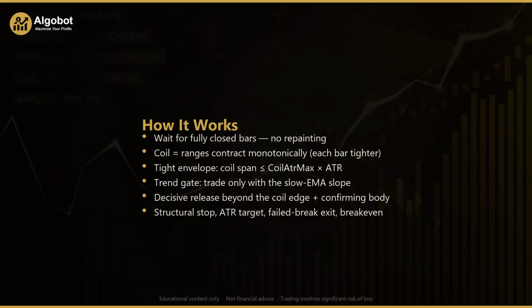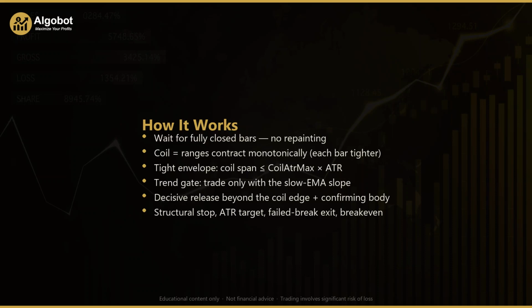Second, it checks that the coil is genuinely tight. It measures the full span of the cluster, from the highest high to the lowest low, and requires that span to be no larger than a set multiple of the average true range, 1.5 times by default. A coil that's still wide enough to hide a large swing is thrown out.